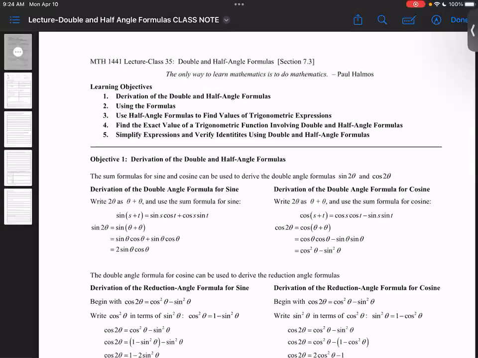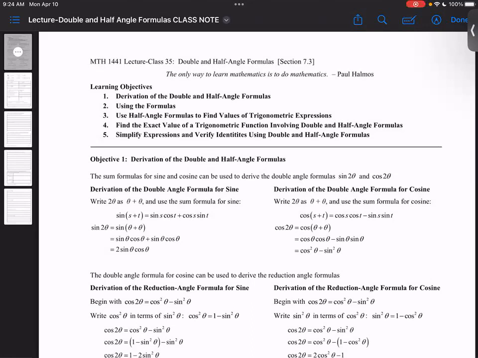We went through the sum formula, right? If I have sine of s plus t, then it's going to equal what? Sine s cosine t plus sine t cosine s, right? You don't have to memorize that. Those are going to be given to you. Just know when to use it. That's the most difficult part, right?